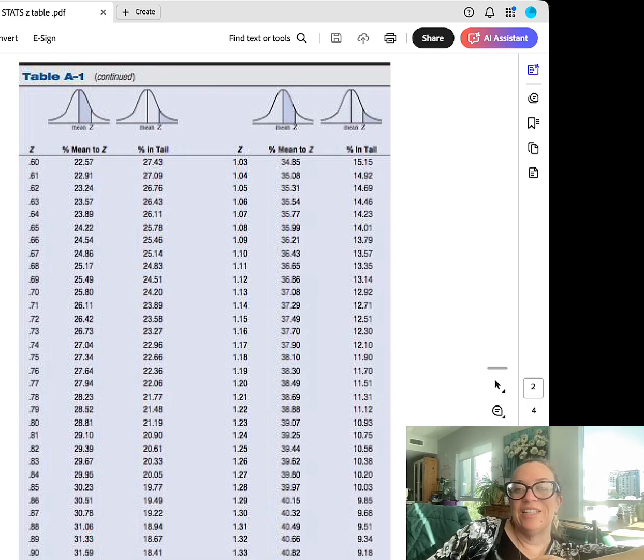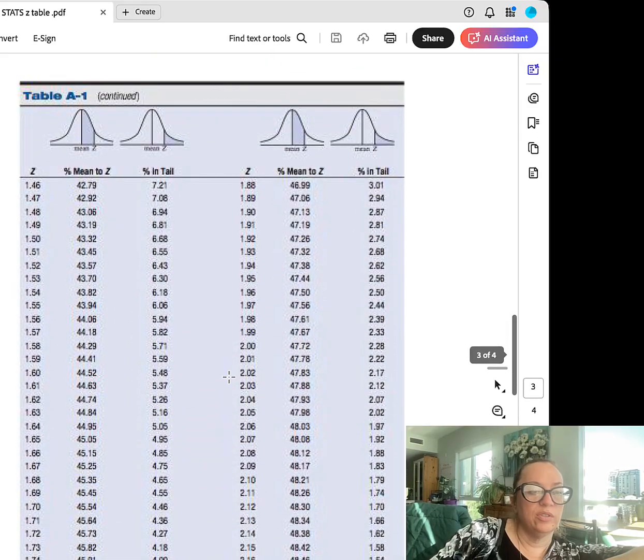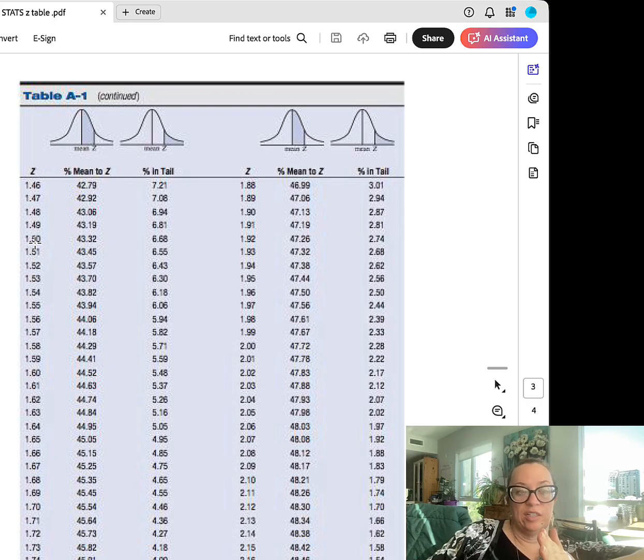So let's say the z equals 1.5. So what you do is you look for z of 1.5. Okay, we found that. So how many scores fall between average and z? Okay, between the mean and z of 1.5. That would be 43.32% of people or scores fall between average and your z-score. How many people or scores are above your z? Well, let's go back to 1.5. That would be 6.68% of people are above your z-score. I keep saying people, but scores are above your z-score.